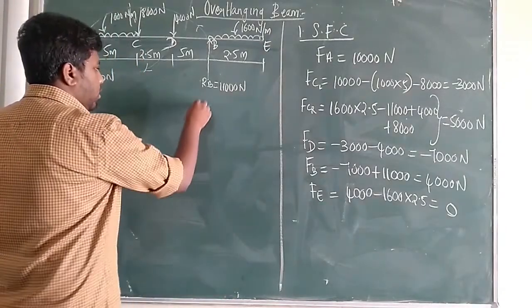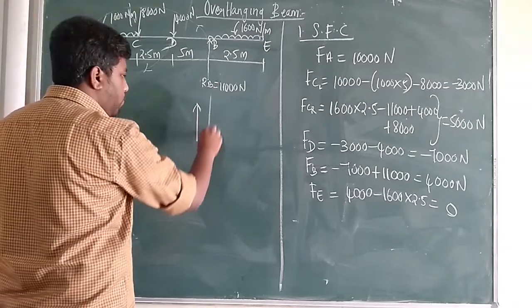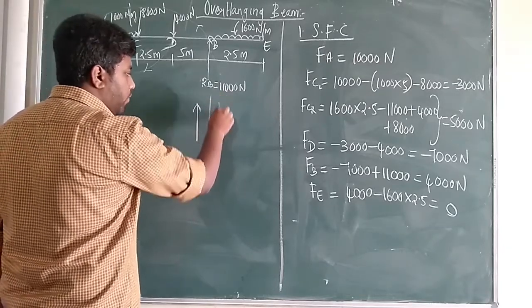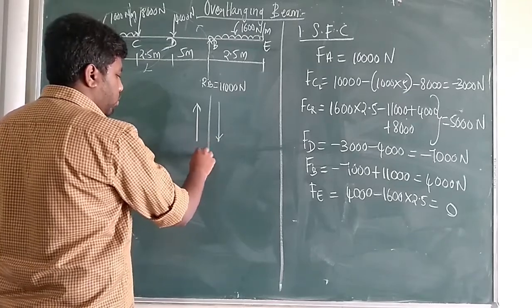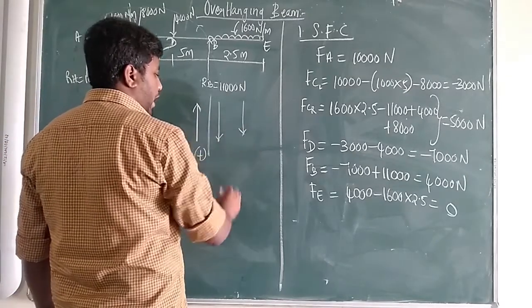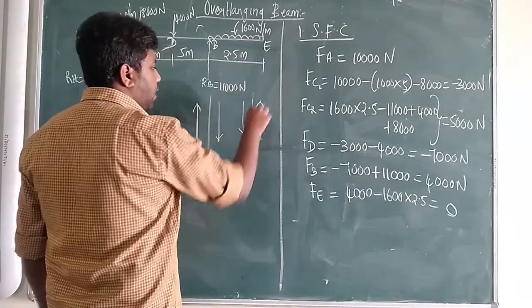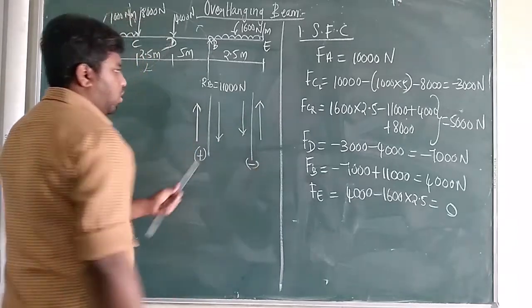On the left of the section, if there is an upward direction, it means positive, and on the right of the section, if there is a downward direction, it is positive. On the left of the section, if there is a downward direction, it is negative, and on the right of the section, if there is an upward direction, it is negative. This is your sign convention.